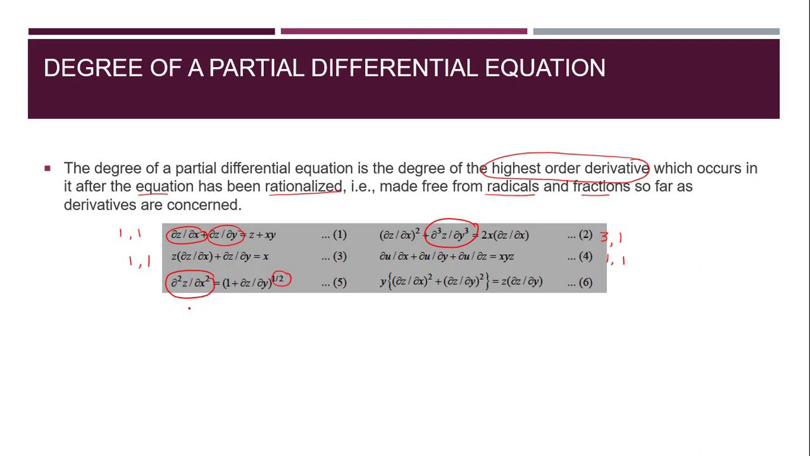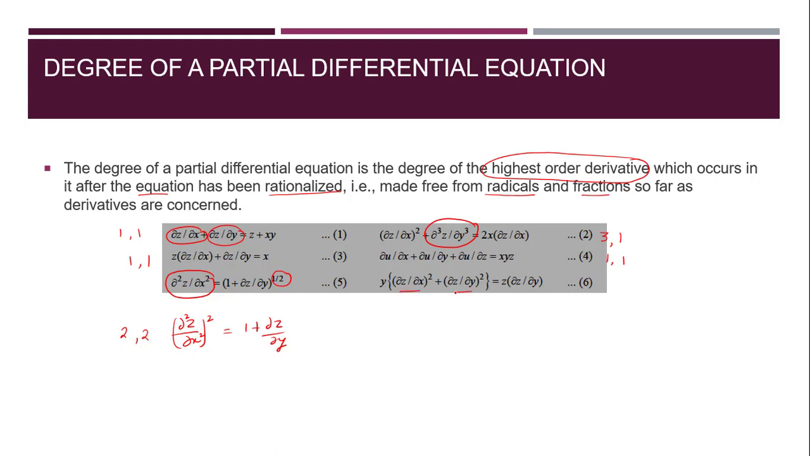What I will do is I will square both sides. I will get (del 2z by del x square) whole power 2 is equal to 1 plus del z by del y. And now I will be able to see that order is 2 because of the second order derivative, and its power is also 2. So this is what we are saying, order is 2 and degree is 2.